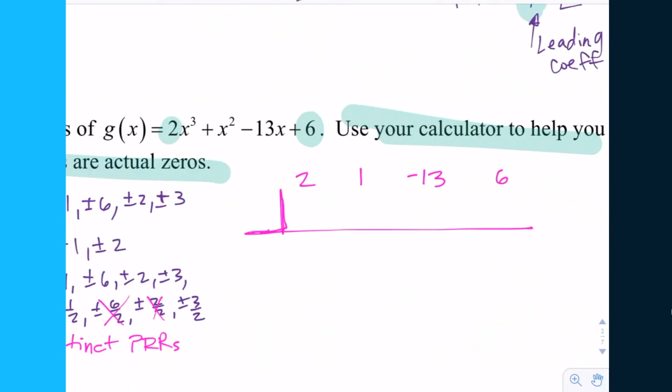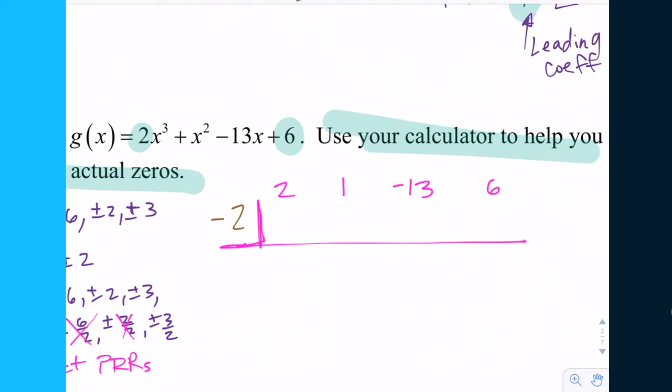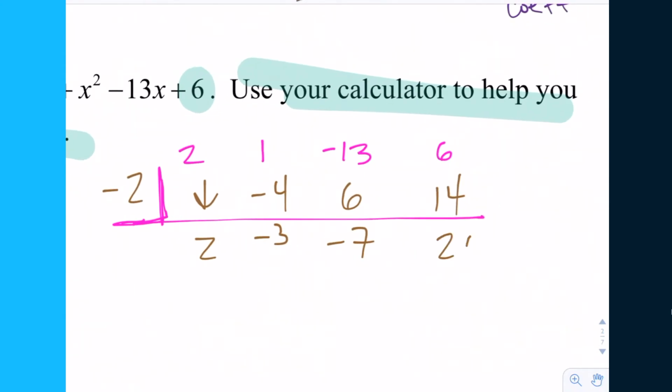Negative 2. Okay, let's try negative 2. If I bring down the 2, I get negative 4. Add, you get negative 3. Multiply, you get positive 6. Add, you get negative 7. Multiply, you get 14. 6 plus 14 is 20.